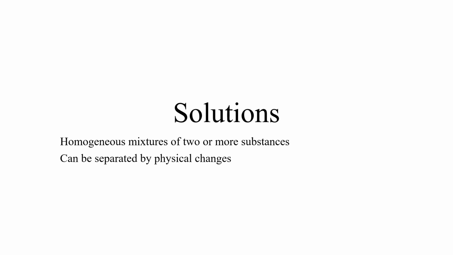Solutions are homogeneous mixtures. So just to review, we have two different categories for mixtures. A mixture can be a heterogeneous mixture, and those are a type of mixture in which you can actually see the different components in it. When you have a homogeneous mixture like a solution, a homogeneous mixture actually looks like a pure substance. You still have more than one component in the mixture, but you cannot actually see those different components in the mixture. A mixture can actually be separated by physical changes.